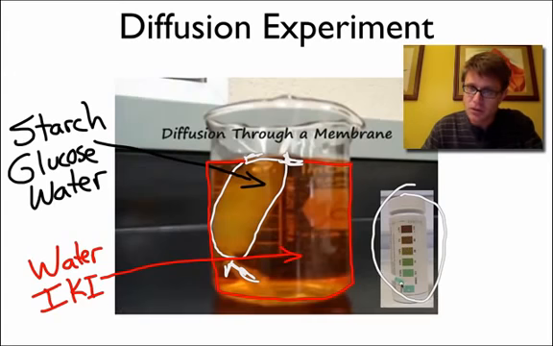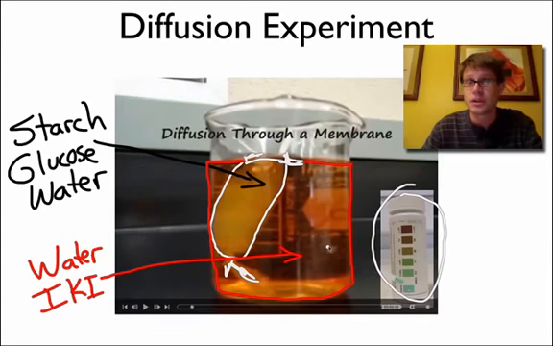And so what you do is you put a strip into the fluid, and then it will change to a color. So it'll start as a blue color, but it can move all the way up to a red color. And this is what I use in class to figure out if there's glucose present.